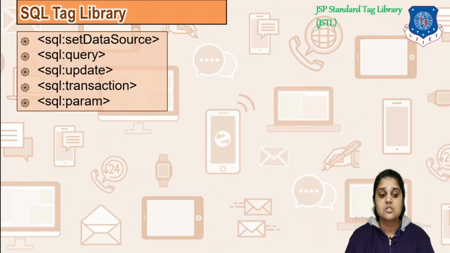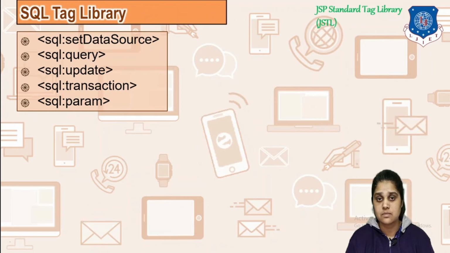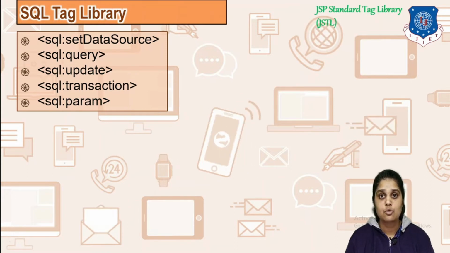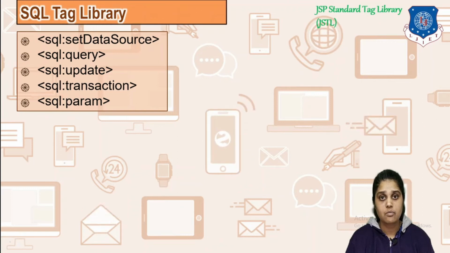As the name suggests, the first tag helps you to set a data source or a specific table in a database on which you want to do some specific operation. The second is the query tag. It helps you to select from the database. The update tag helps you to insert, update, or delete from the table.